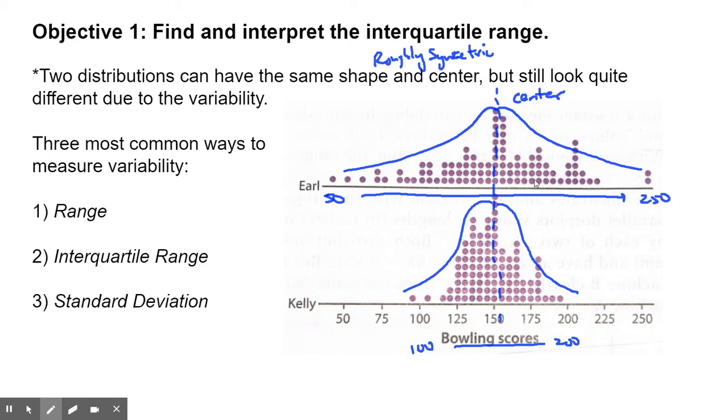The range is the distance from the smallest value to the biggest value. We're also going to talk about the interquartile range and the standard deviation. The standard deviation is the one that we talk about the most. In future chapters, most of the time we're working with the mean, and the variability that ties in with the mean is standard deviation.